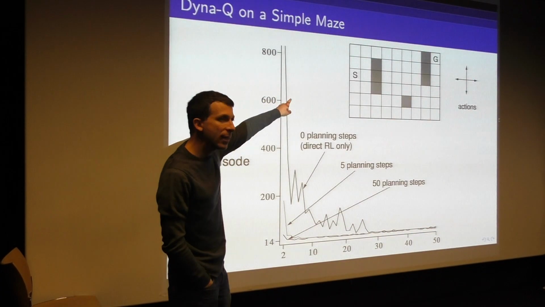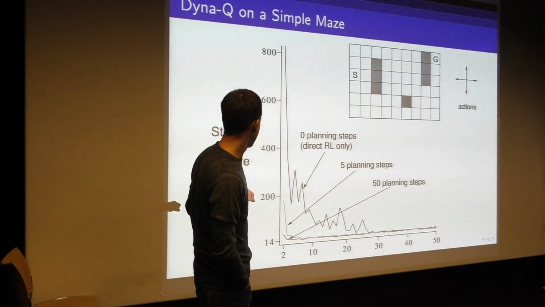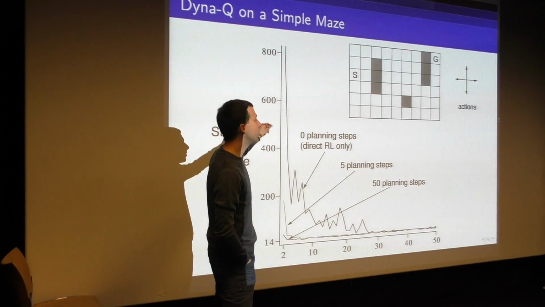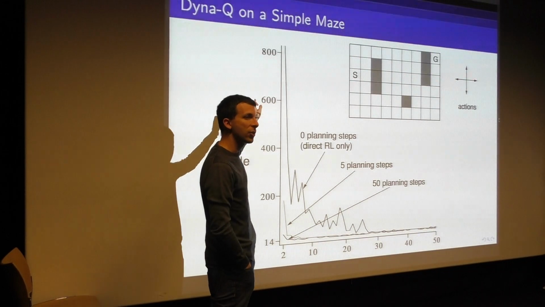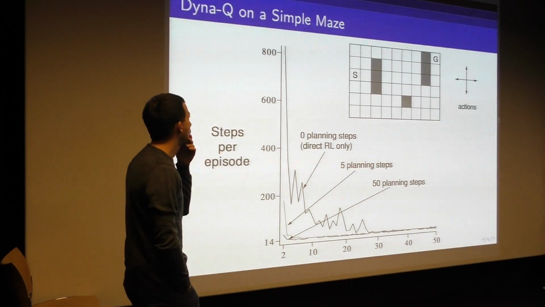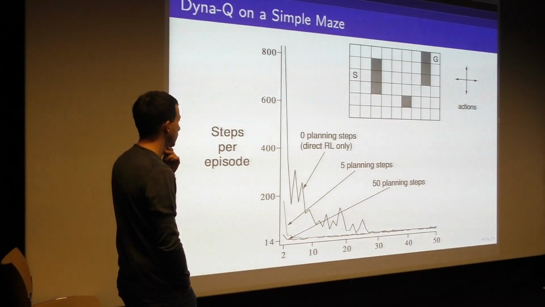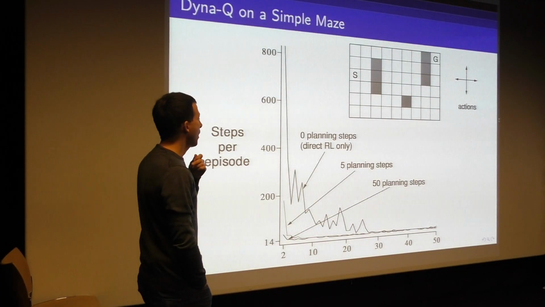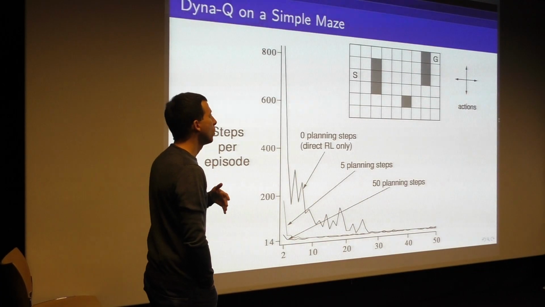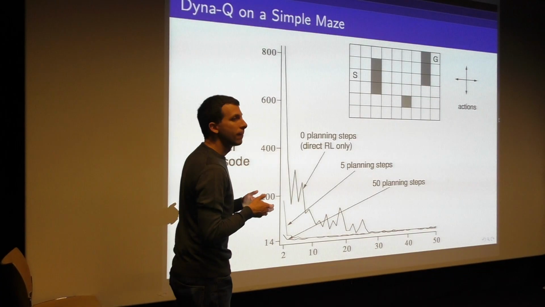You mean do they all start from S? No, I mean on this graph, the x-axis starts from 2. Do they all start with the same initial conditions? So they all start with the same steps per episode? I think they would all... They all perform the same.